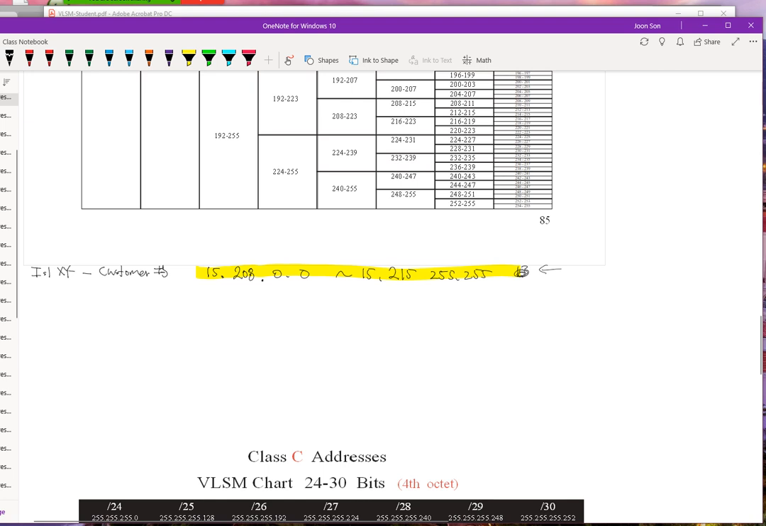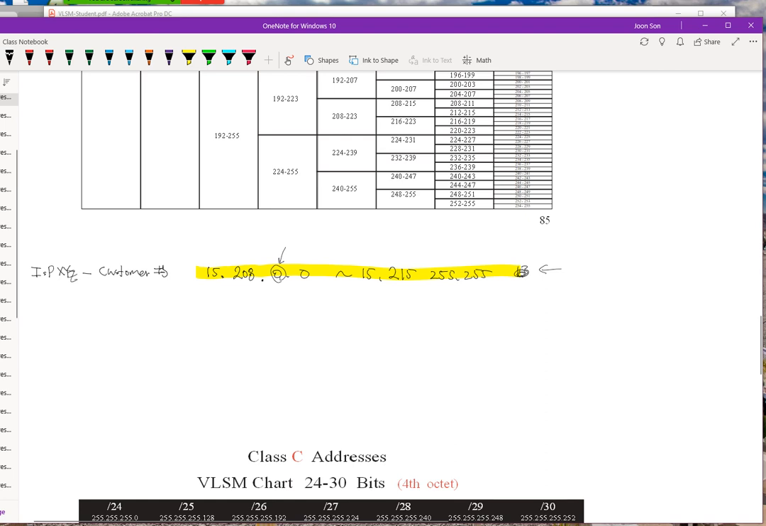Since right now we are using the Class B address chart, we know that we have to manipulate the third octet, which is this octet, the third octet. So now we are working on the ISP XYZ.